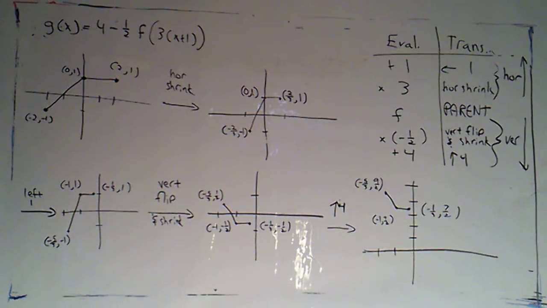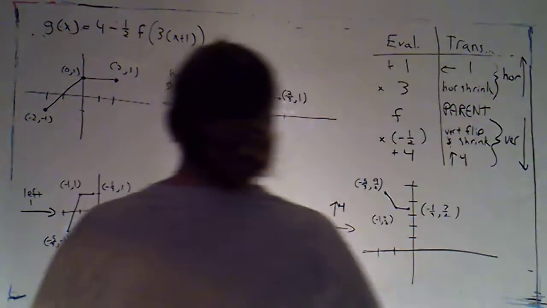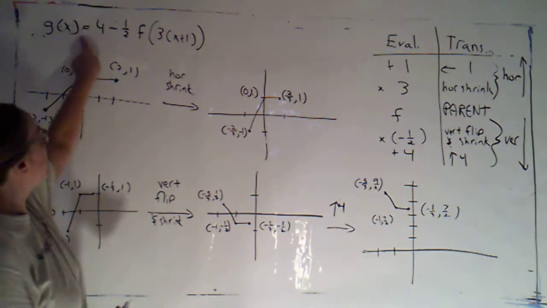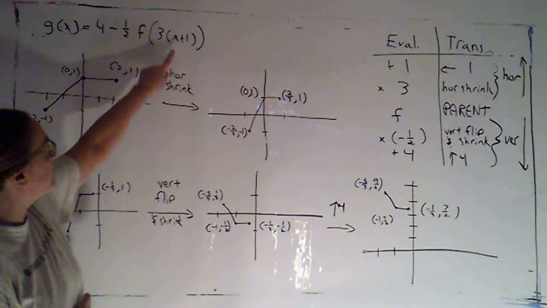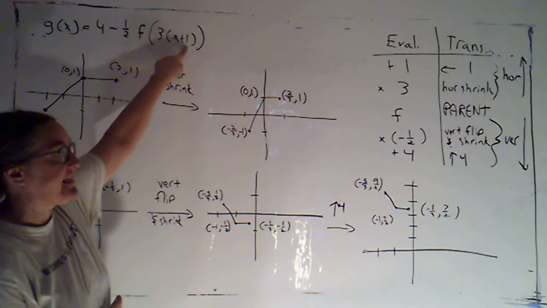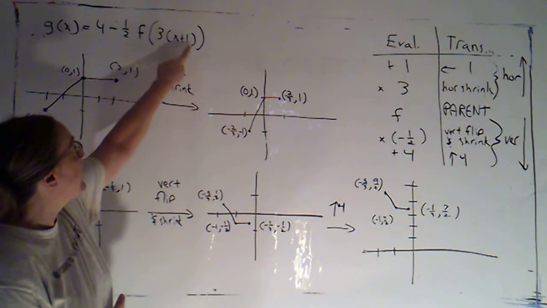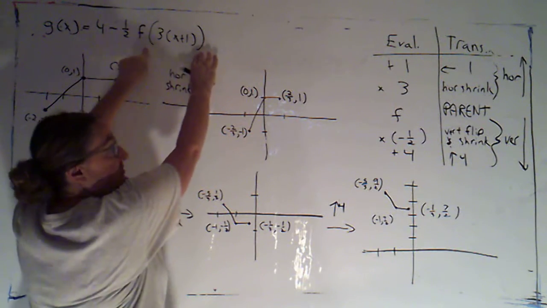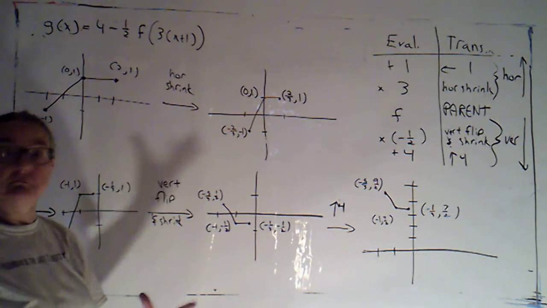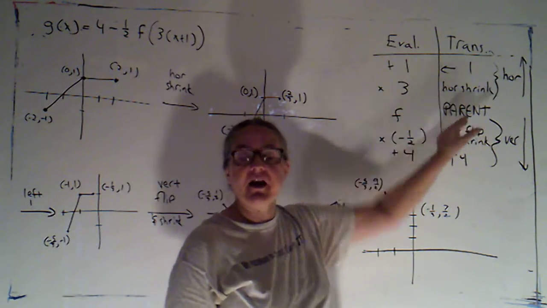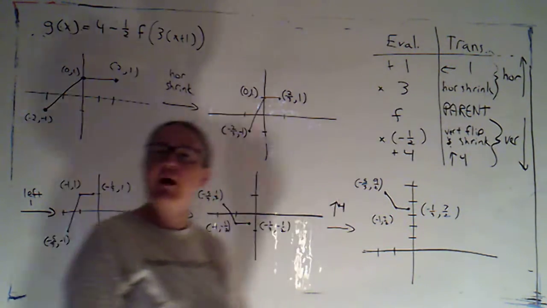Got the answer up here on the board. So this was our parent function, and we were asked to graph this transformation. In evaluating the function, the first thing I'm doing to x is adding that 1 because of those parentheses, and then multiplying by 3 because that's also in parentheses. Then I would plug into f. That's my parent function. Don't have a formula for it, but I have a graph of that.